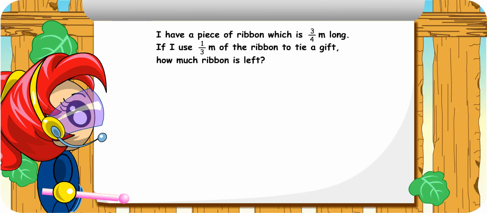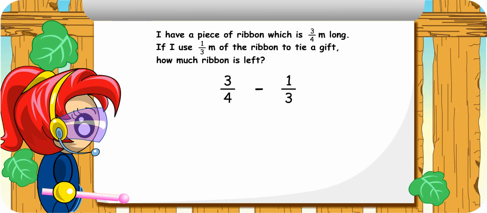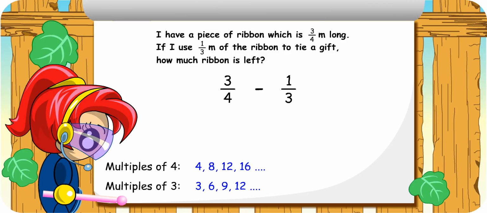I have a piece of ribbon which is 3/4 meters long. If I use 1/3 meters of ribbon to tie a gift, how much ribbon is left? This is a subtraction question. I write the sum as 3/4 minus 1/3. Since they are unlike fractions, I have to change them into like fractions. The first common multiple of 4 and 3 is 12.